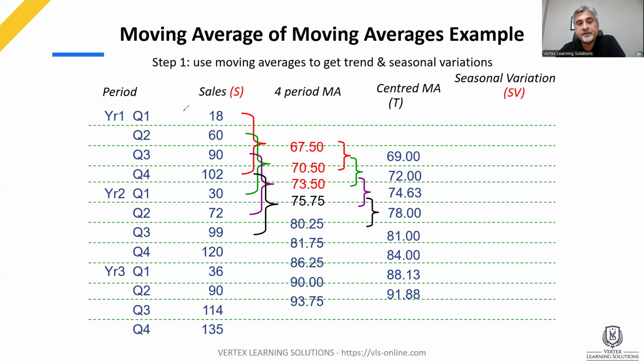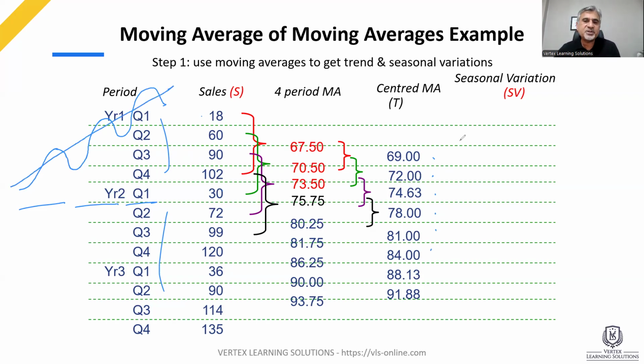Before, your sales were like this: 18, 60, 90, 102, it went up. But then suddenly it became 30, it went down. Then again, it started going up, and coming down like this, okay? So this is year 1, this is year 2, this is year 3. But now if you see here, there is no change. It is continuously increasing. There are no ups and downs. So what you have done is calculated your trend line.